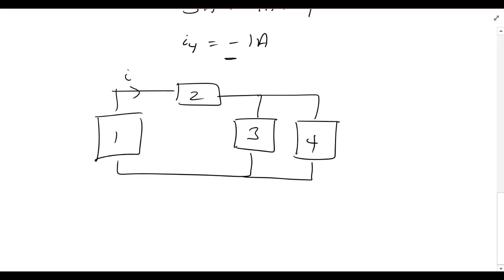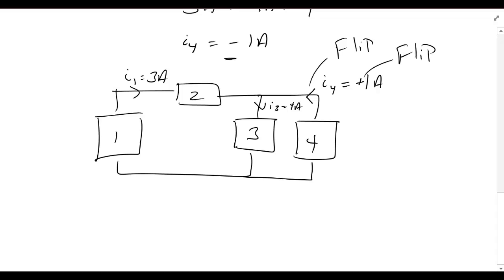So I1 doesn't change. It's going the same direction. I3 doesn't change. It's going the same direction. I4, however, does in fact change. It's going this way. And now it is positive 1 amp. Remember, I flipped the arrow, so I flipped the sign. I have to stay consistent.